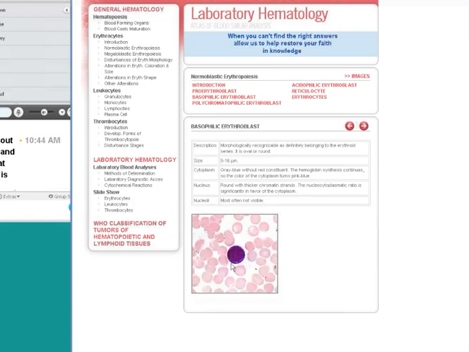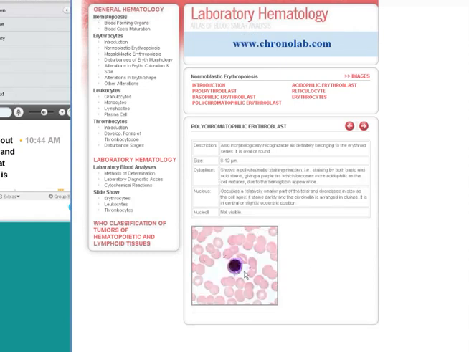There's a basophilic erythroblast. It's very, very blue. If it's a blast, you should be seeing a nucleolus there somewhere. Here's a polychromatophilic, which means it's kind of grayish. The cytoplasm is not blue. It's not as red as a red cell. It's kind of in that middle stage of what they call polychromatophilic.